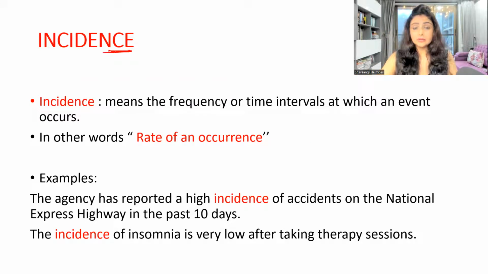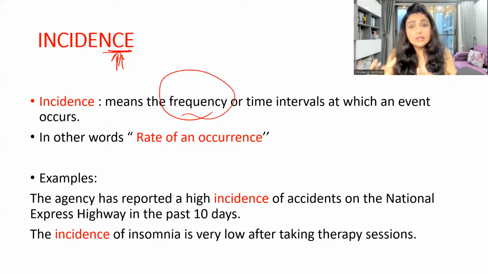Now look at the word incidence. Notice this clearly: CE is at the end. Now, what does this mean? This means the frequency, the pace or the time intervals at which an event occurs, or in other words, the rate of an occurrence. So what is the rate at which it's happening? You can say the incidence of this unfortunate incident. Do you get that? Now look at the examples.